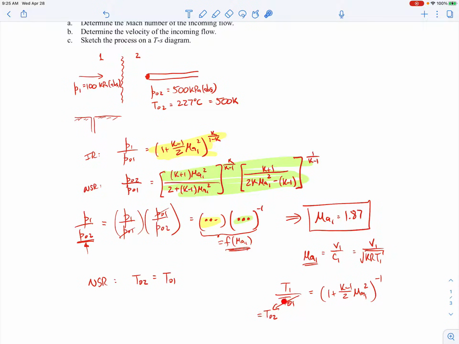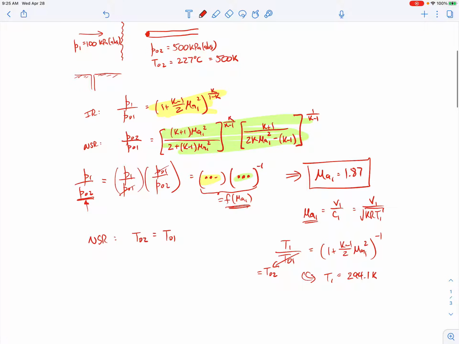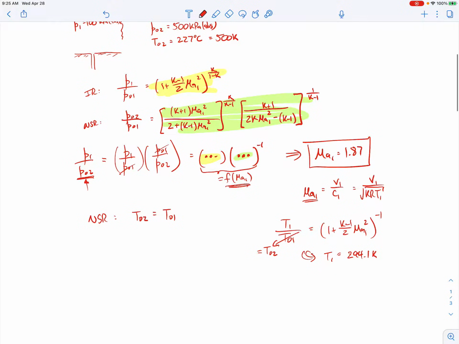So now we know T01, we know Mach number 1, we just solved for that. So we can find T1, and if you plug in the numbers for that, T1 comes out to be 294.1 Kelvin. And then once we have that temperature, we can find the speed of sound up here. And I didn't calculate that one, but we can find that speed of sound. Since we have Mach number 1 and the speed of sound, we can find V1. That one I did calculate. V1 comes out to be 643 meters per second.